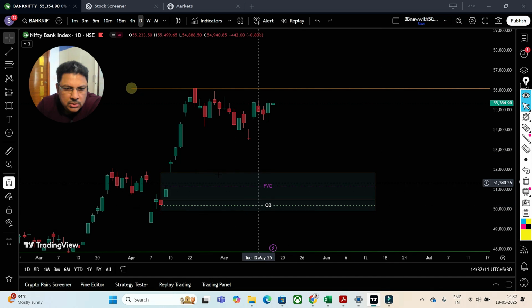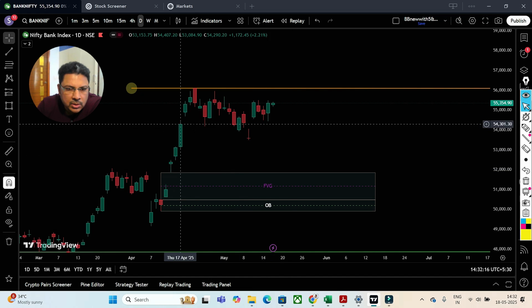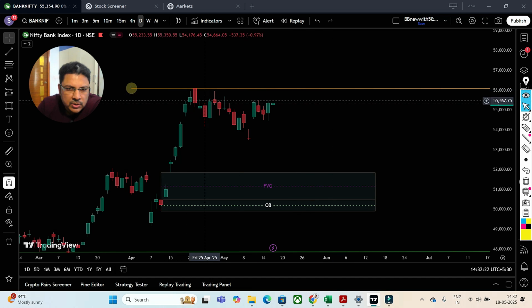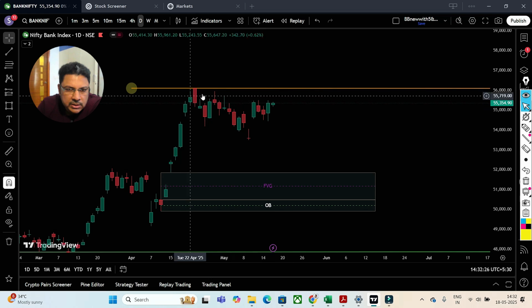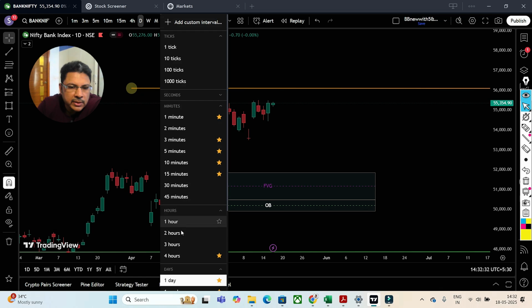So this is a very strong support level. If it comes down, it can come down up to here, or else there is a full possibility that Bank Nifty can break this resistance and go high, because the order blocks here have already been tested and there is nothing stopping it from going beyond this. So let's look at the hourly time frame.